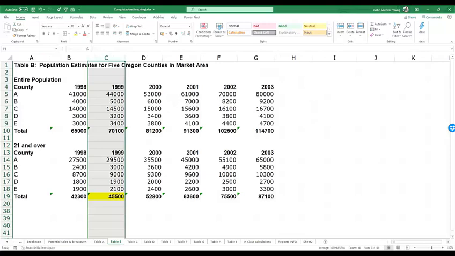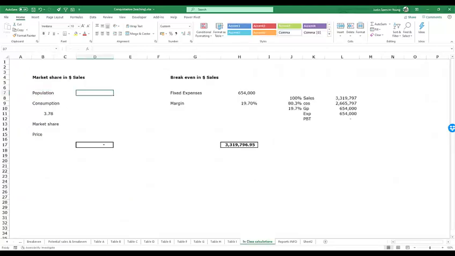In my case I've called it table B here, and in this data we were told that these are population estimates over the 5 Oregon counties that relate to the market area. So here's the entire population, but here's the population over 21. That's important. And in 1999, the population in this region was 45,500 people. So that's the data we're going to use. We're going to put it in here at 45,500. Okay, we know how many people.